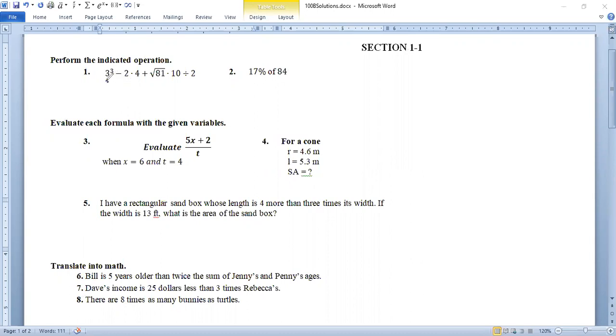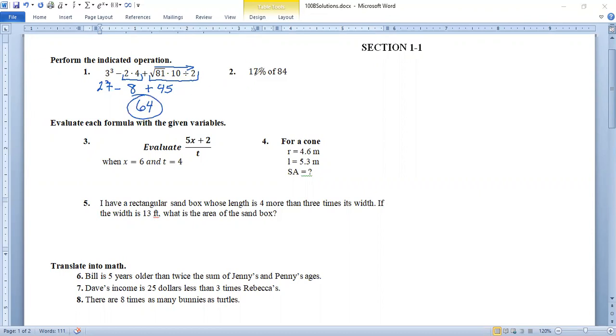This is 27. That's 3 to the third power minus. These two are multiplying together, so this is minus 8 plus the square root of 81, which is 9, times 10 divided by 2. So this is all left to right. 9 times 10 is 90, divided by 2 is 45. So 27 minus 8 is 19, plus 45 is 64.